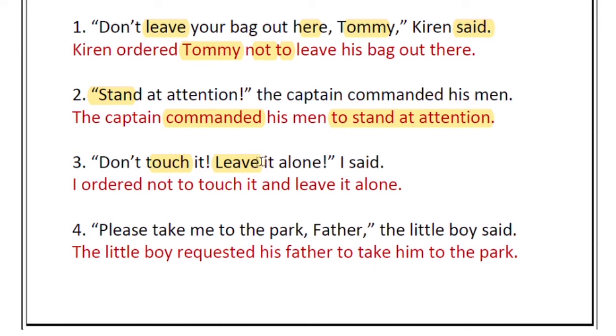Okay. Sentence 4. Please take me to the park, father, the little boy said. So the little boy, see the word please is here. When you change to indirect, you cannot keep the word please intact. You have to remove the word. So we will use the word requested. Okay. The little boy requested his father. Then which one is the main verb? Take. So to take him to the park.